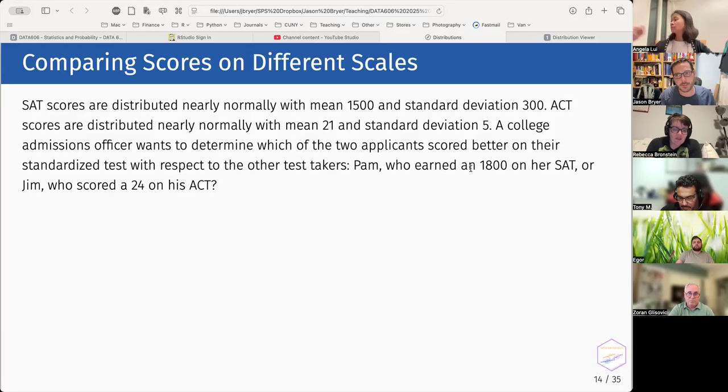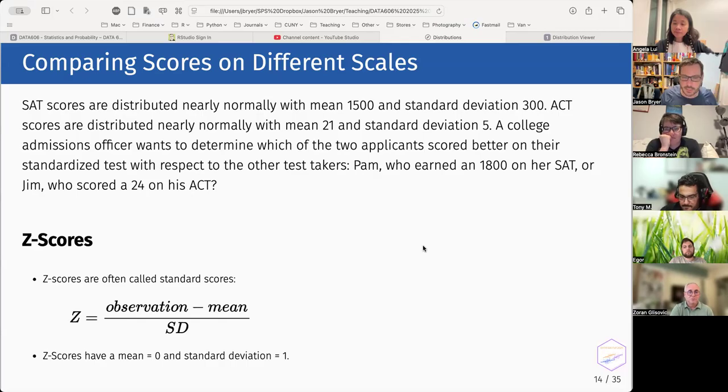Really briefly, if you're not familiar with the crazy system in the United States, SAT and ACT are both designed to measure college readiness, or at least academic readiness. They're trying to measure the same thing, just in slightly different ways. The SAT is designed with a mean of 1500 and a standard deviation of 300, whereas the ACT has a mean of 21 and a standard deviation of 5. So they're scaled differently, but trying to measure the same thing.